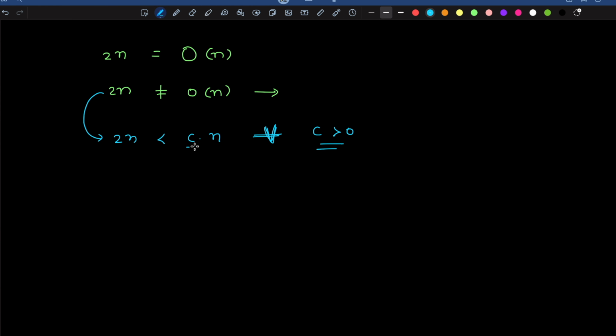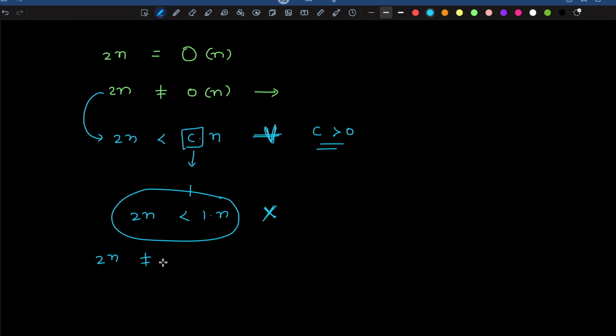But if you take the value of c equal to 1, what would happen? So 2n is less than 1 into n. This is not true, right? 2n will get cancelled, and 2 is less than 1 is not true. This condition doesn't hold. So I would say that 2n is not equal to small o of n.